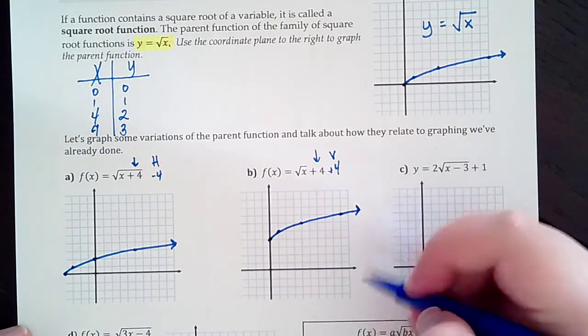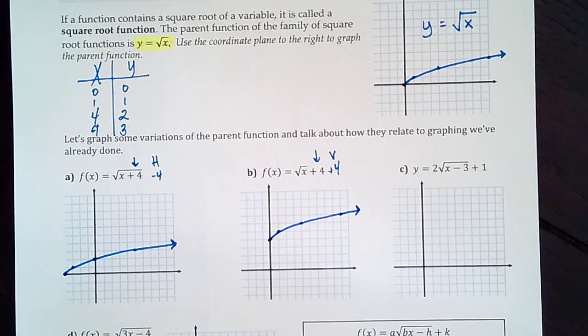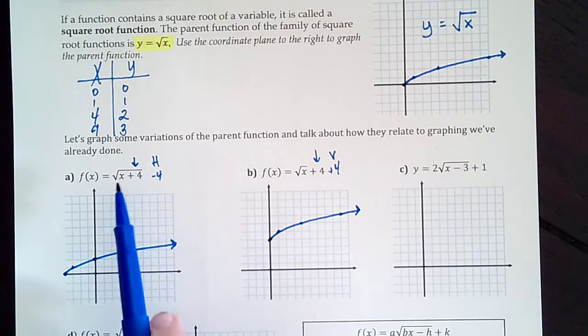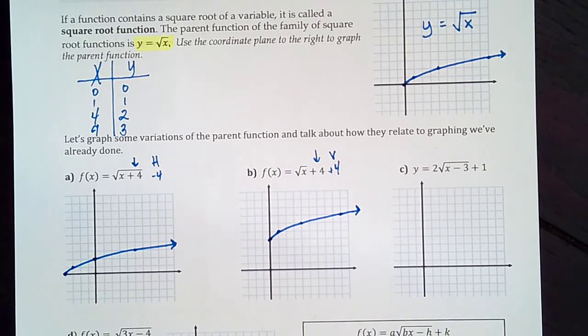So notice, this was a vertical shift of plus 4. And I always come up with silly things to remember these. However you want to remember them is fine. You should just remember the difference between a horizontal and a vertical.